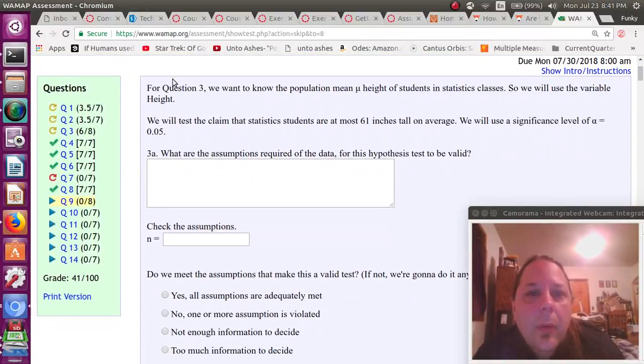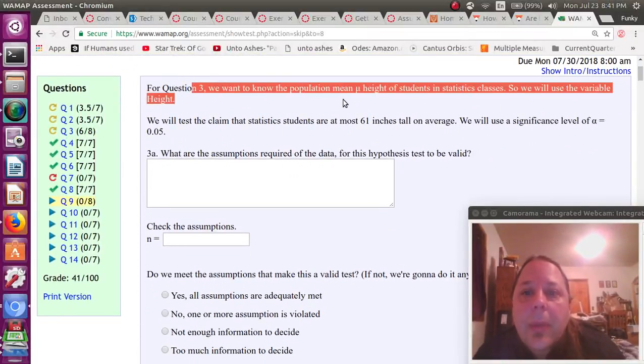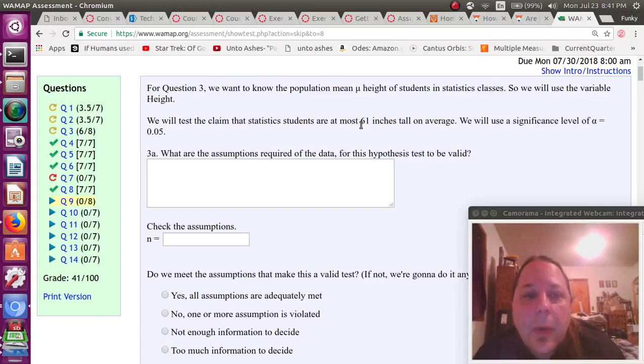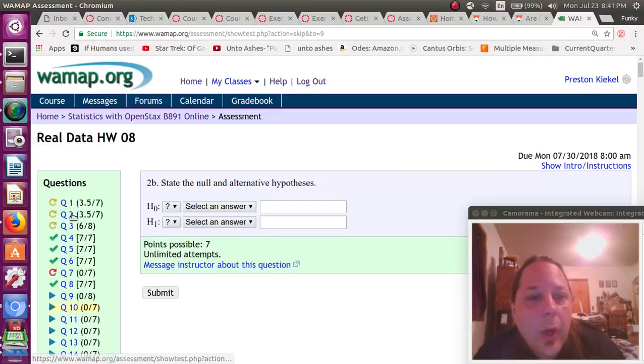Okay, so for question 3, we want to know about the population mean, mu, of heights. I want to test the claim that students are at most 61 inches on average. So I'm going to go to the next question, where I state H0 and H1.